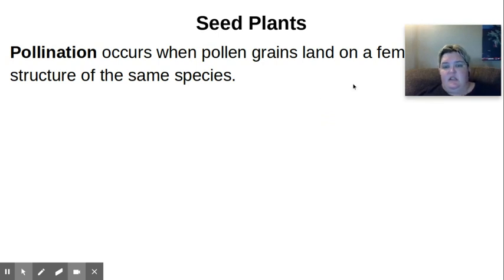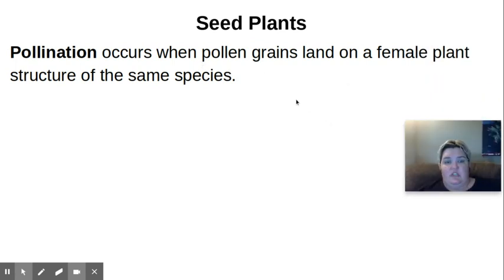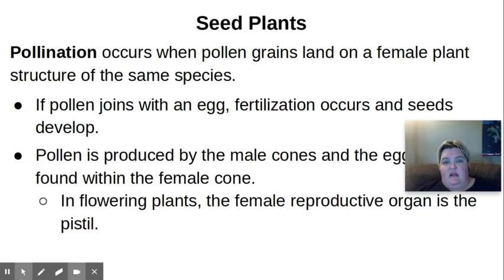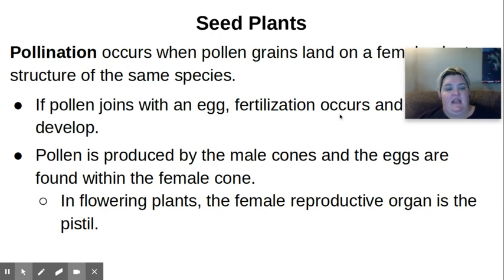So your seeded plants, as we just saw in that last picture there, participate in pollination, which is when pollen grains land on a female plant structure of the same species. That's key there, that it needs to be of the same species in order to be facilitated or start. If pollen joins with an egg, fertilization occurs, seeds develop. That's what we saw with the bee there, with the pollen being deposited on the second plant. Pollen is produced by the male cones, and the eggs are found within the female cone. In flowering plants, the female reproductive organ is called the pistil.